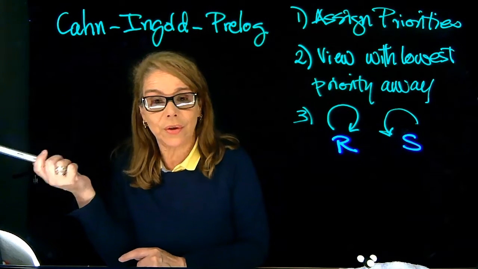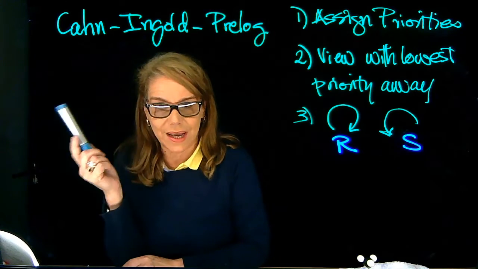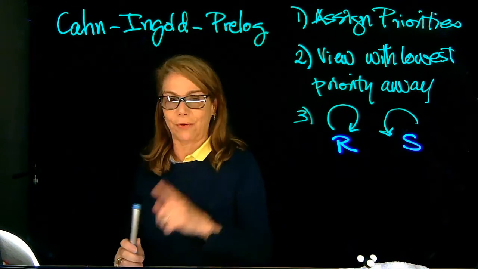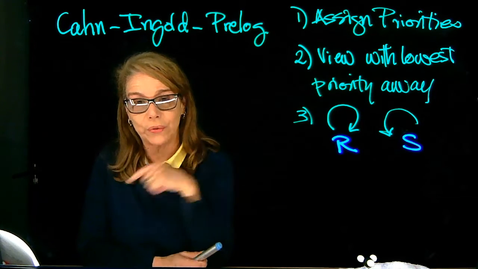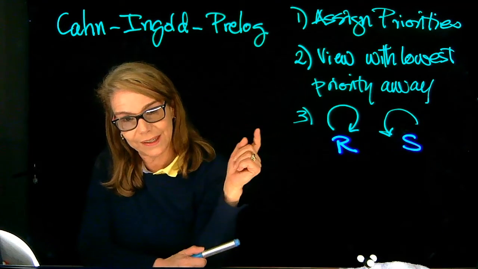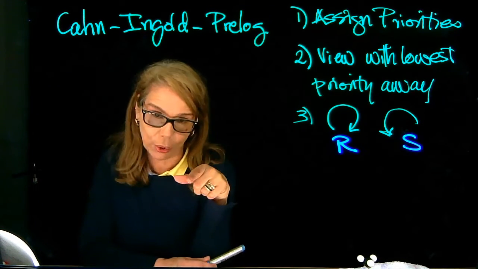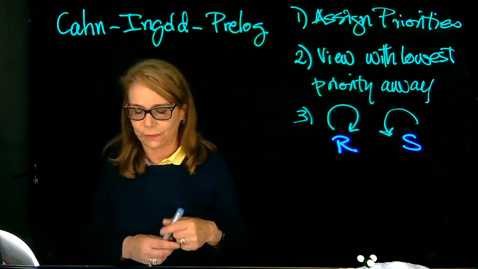We're going to continue applying the Cahn-Ingold-Prelog rules to assign absolute configurations. So first, assigning priority. Second, viewing the molecule with the lowest priority group away from my view. And then following the priorities highest to lowest, so 1, 2, 3, essentially. The lowest is away from you always.